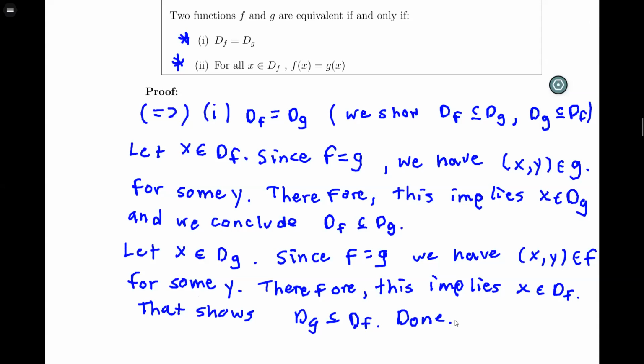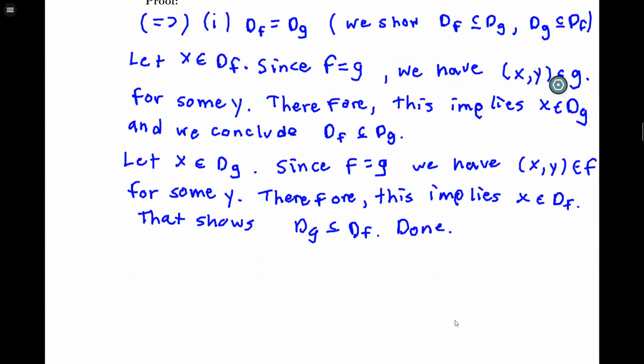So that's consequence 1. So let's prove consequence 2, which is for all x in the domain of F, F of x is equal to G of x.